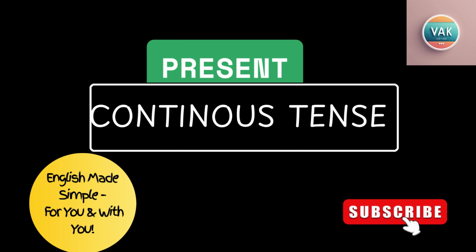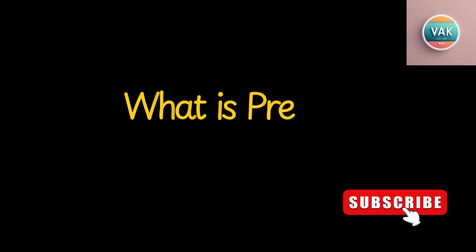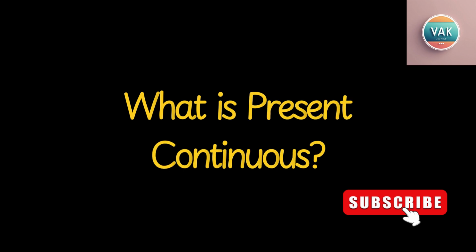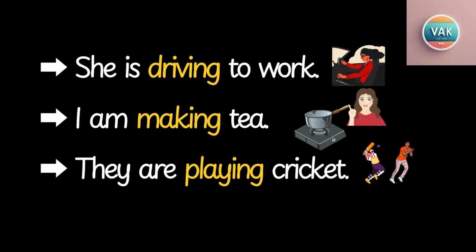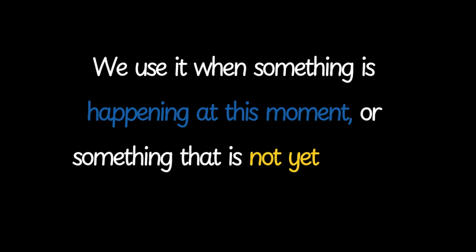Today, we are going to learn one of the most useful tenses in English, the present continuous tense. Let's begin. The present continuous tense is used to talk about actions that are happening right now or around this time. For example, she is driving to work. I am making tea. They are playing cricket. We use it when something is happening at this moment or something that is not yet finished.